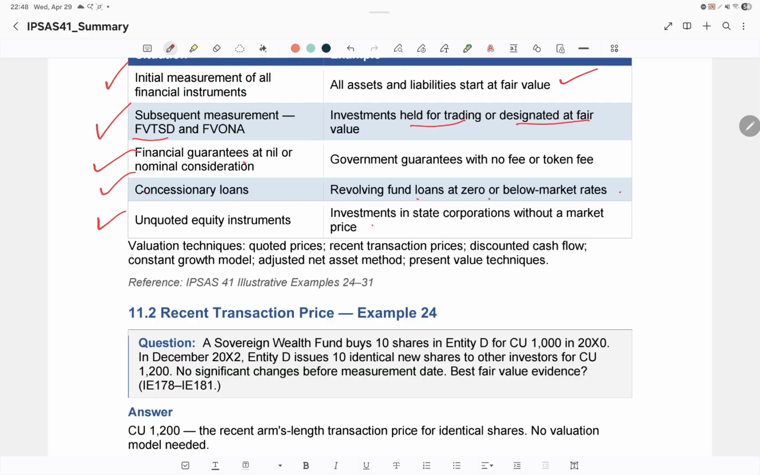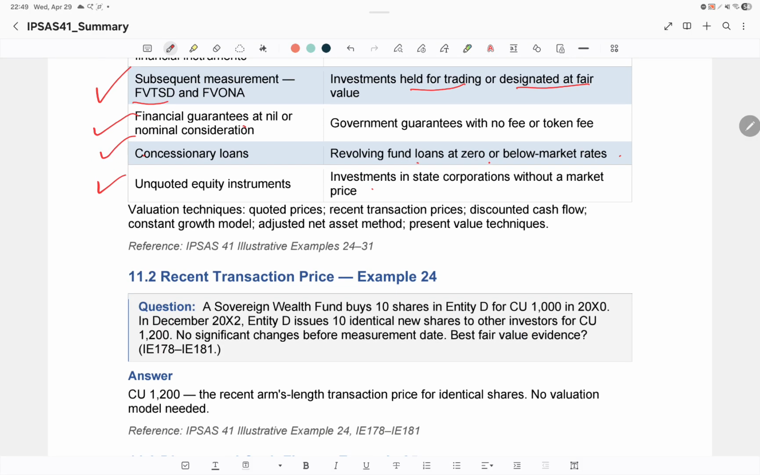So valuation techniques: the quoted price, recent transactions, discounted cash flow, constant growth model, adjusted net assets. All these are valuation techniques which you apply, and sometimes it's not a must for you to apply these technical valuation techniques. There are IPSAS guides; you look at the recent price.